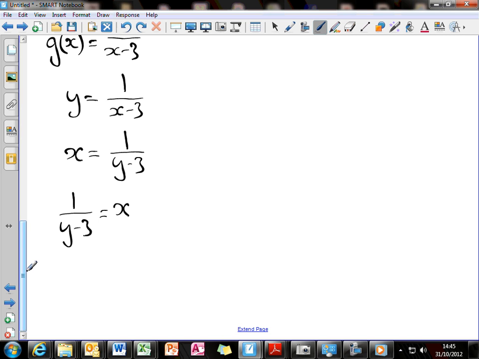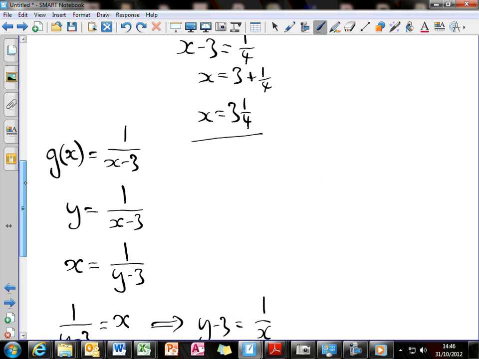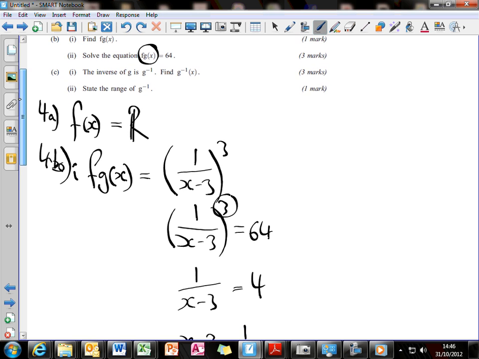Let's move across here. I'm going to get y minus 3 equals 1 over x. So y equals 1 over x plus 3. And remember that this y that we've got is the inverse function, g to the minus 1. So g to the minus 1 of x equals 1 over x plus 3. There we go. And then the final question, state the range of g to the minus 1 of x.